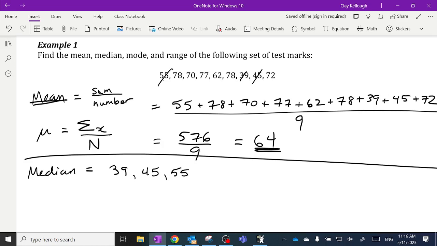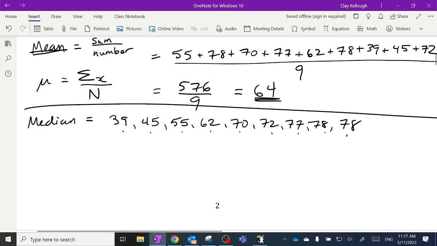Any in the 60s? Notice I'm crossing them off as I go so that I don't lose track. Any in the 70s? Oh, a bunch. 70 is the smallest, then a 72, then a 77, then a 78. Then another 78. Do I have to write it down even though I already wrote down 78? Yes, because you have to have all 1, 2, 3, 4, 5, 6, 7, 8, 9 data points.